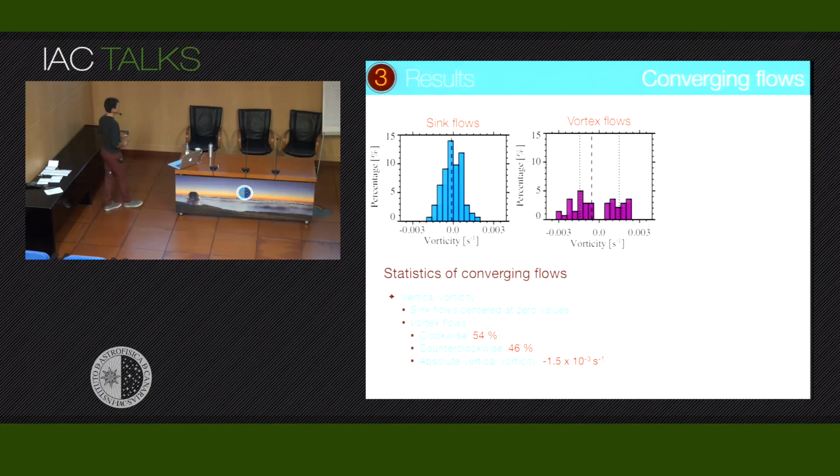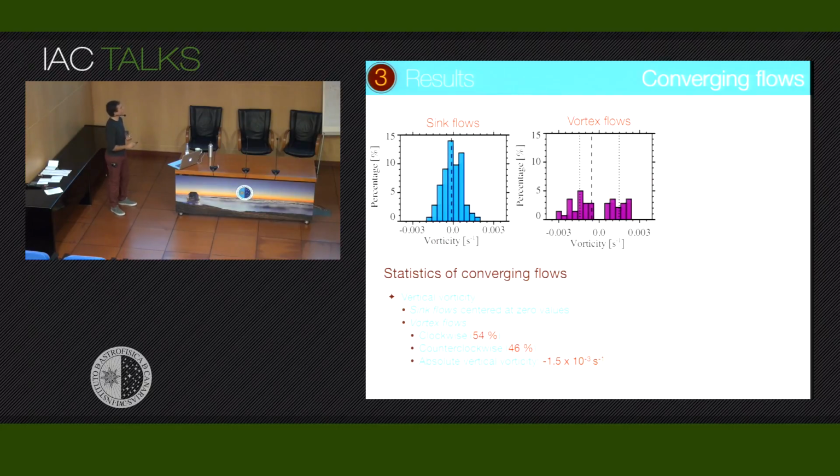In order to characterize these 2 types of converging flows, here I show the histograms for the vertical vorticity at sink flows and at vortex flows. We can observe that sink flows are characterized by having very low vorticities, as the histogram peaks at 0 values. On the other hand, the histogram for vortex flows shows 2 different groups. Some of them have negative vorticities and others positive vorticities.